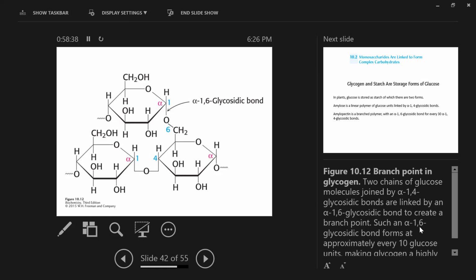This one would be the non-reducing end. If this is not attached to anything, but the squiggly says it is, but if it wasn't, it would be the reducing side.